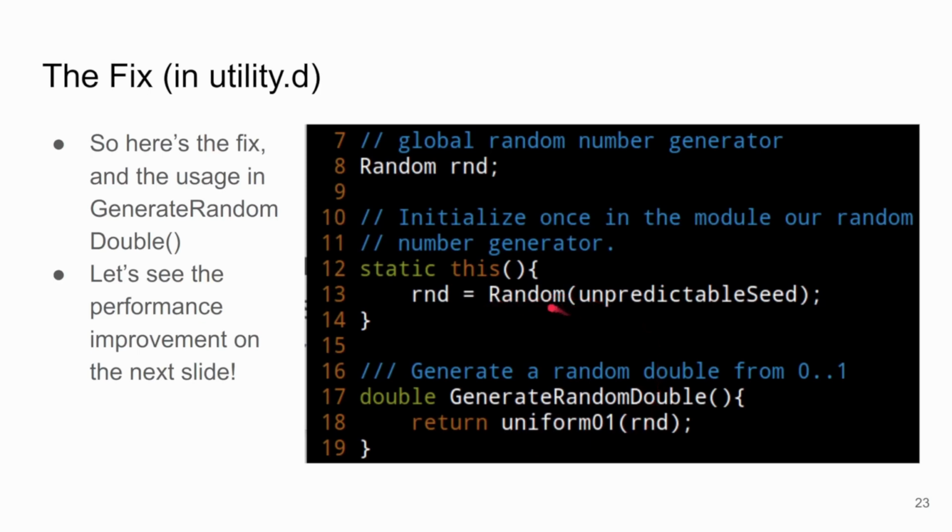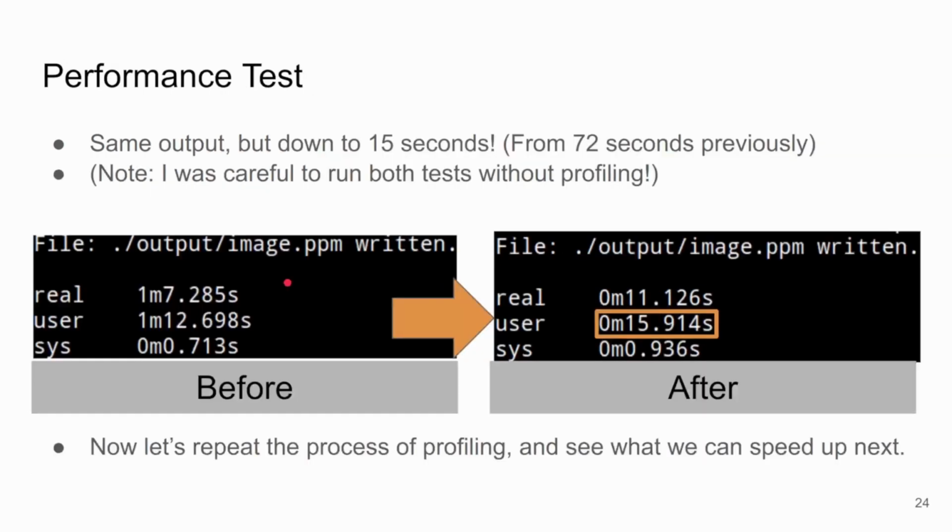So that's great. Let's see if it actually made a difference in our performance. Again, I'm going to measure using the same flags as before. Pretty much everything is the same, just that one change with the random number generators. And immediately we can see a great impact, going down from 1 minute and 12 seconds down to 15 seconds. This is quite amazing.